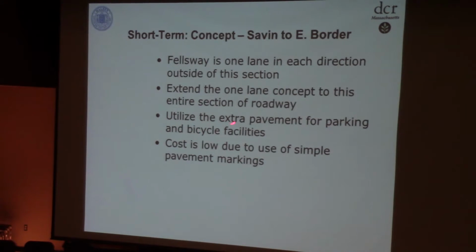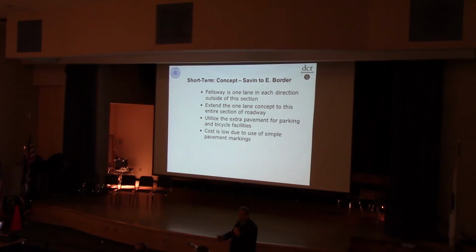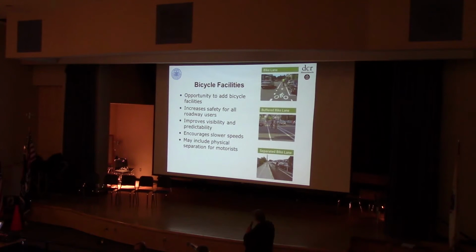So we said, if we're going to stripe off and go down to 1 lane in each direction, why not utilize the extra pavement for a parking lane that you saw in one of the original long-term studies, and then bicycle facilities. The cost of this short-term is low because we're proposing just to go out and use striping or paint to set up these lanes, set up bike lanes. So if you go to the next slide.